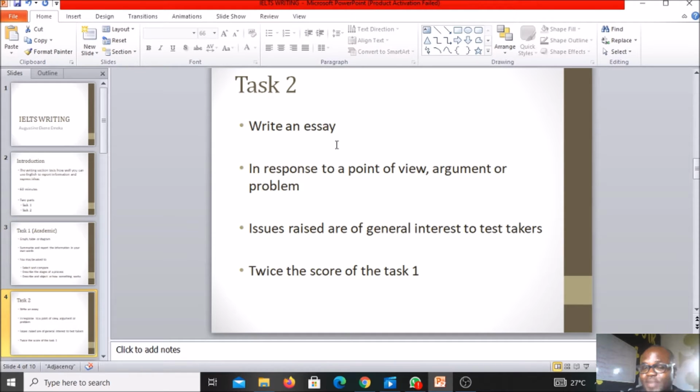In task 2, you're expected to write an essay in response to a point of view, an argument, or a problem. You're going to be given a point of view or an argument on a problem and you'll be told to write an essay based on that. The issues raised are of general interest to the test taker. They could be something from culture, from the environment. It could be from anything. You understand? So you look at it and write an essay depending on what you are asked to do. The marks for task 2 are twice that for task 1.